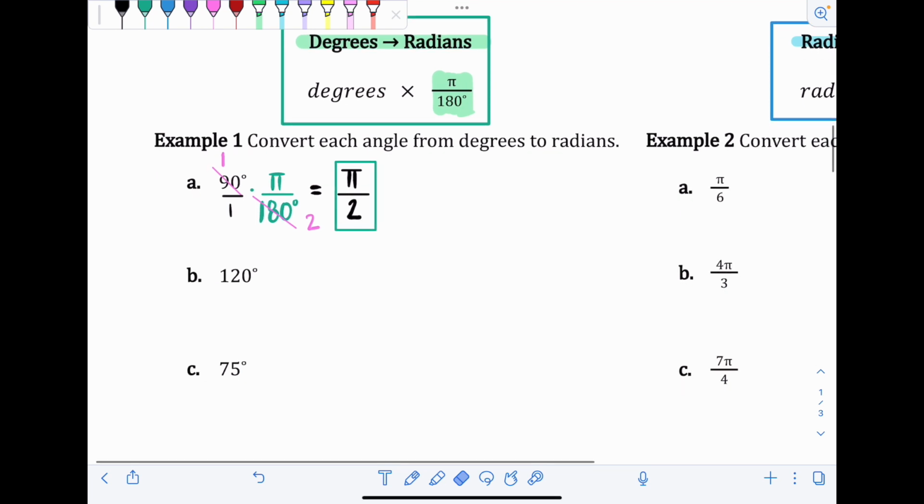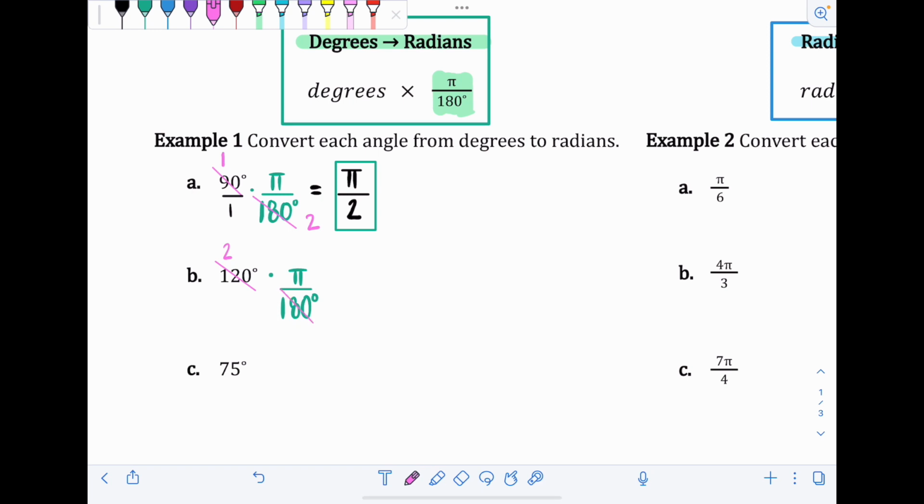And then for 120, same thing, we're starting with degrees. We want to convert to radians, so we're going to multiply by pi over 180 degrees. I can divide both 120 degrees and 180 degrees by 60 degrees. So 120 divided by 60 would become just 2, and 180 divided by 60 would become just 3. And now I can multiply straight across. If you want to think of this as 120 over 1, you can. But it would be 2 times pi, which is 2 pi, and in the denominator, 1 times 3, which is 3. So it'd end up being 2 pi over 3 is equivalent to 120 degrees. 2 pi over 3 is the radian measure.